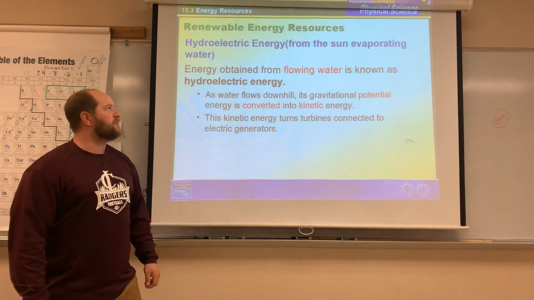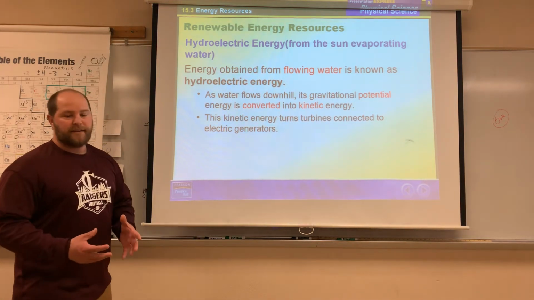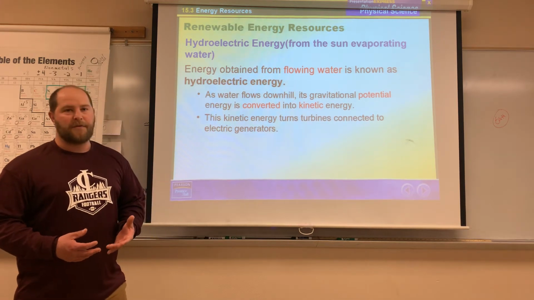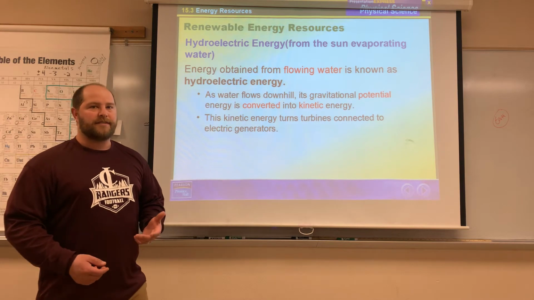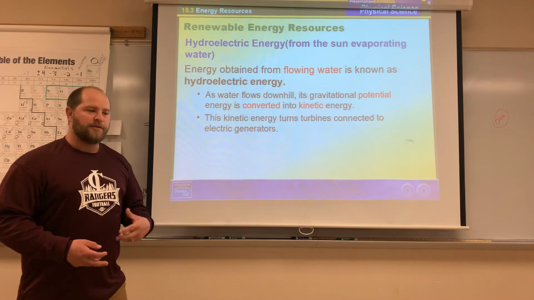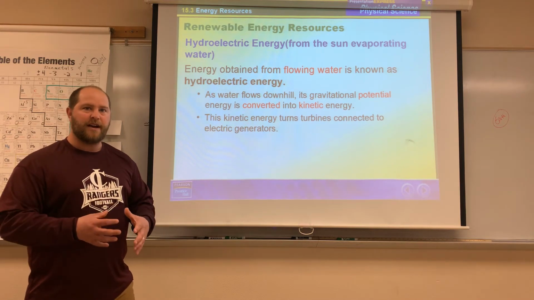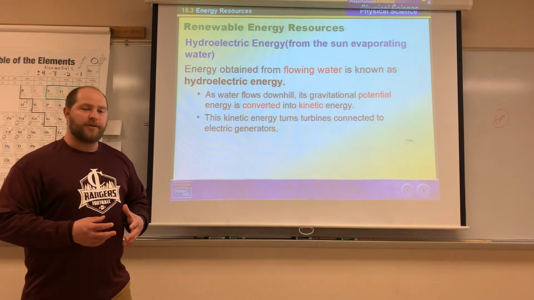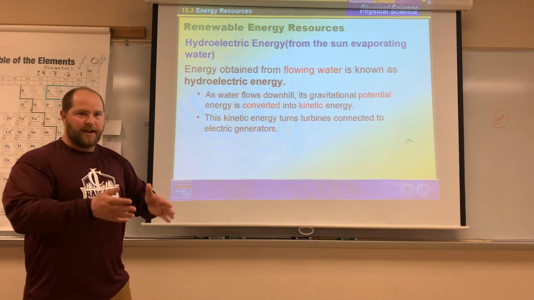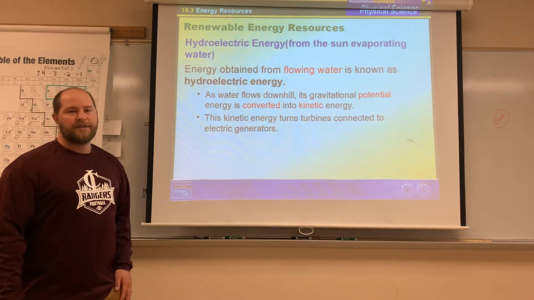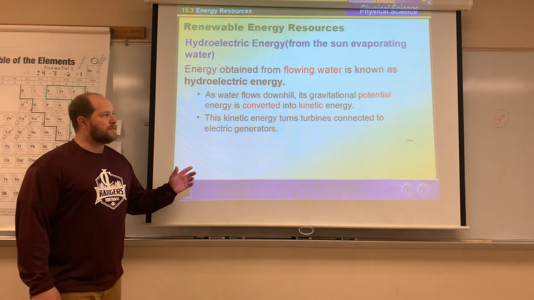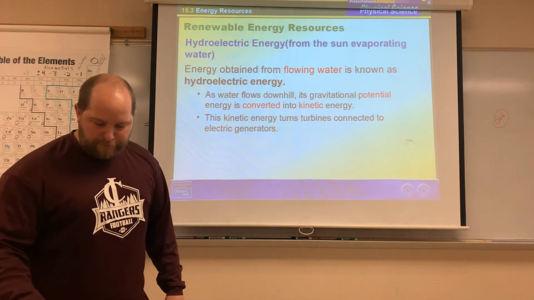But those dam structures wouldn't even exist if it wasn't for the sun, because the sun evaporates the water from the oceans and the lakes and the rivers. It goes up into the clouds and then it rains back down, and that's actually what causes the water to flow, because all the rain hits the ground and has to go somewhere. Oftentimes it goes into the river systems, and that's what causes the water to flow. So even this is kind of directly from the sun.